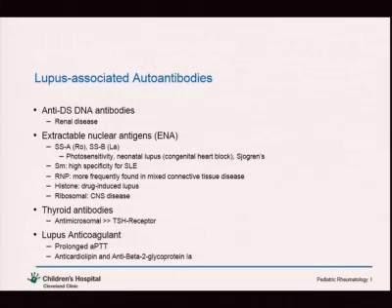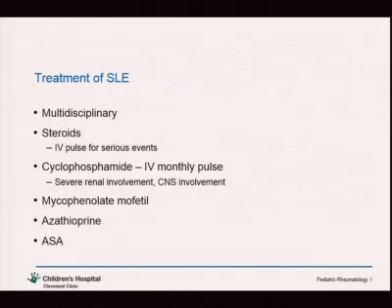I mentioned the lupus anticoagulant. So there's a lupus anticoagulant panel of the specific antiphospholipid antibodies. There's anticardiolipin antibodies and anti-beta-2 glycoprotein antibodies. The anti-beta-2 glycoprotein antibodies are more associated with stroke than the others. The treatment, so you're working with different disciplines as well, like in JIA.